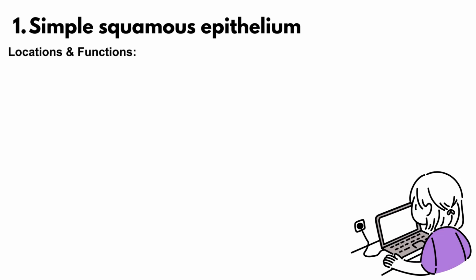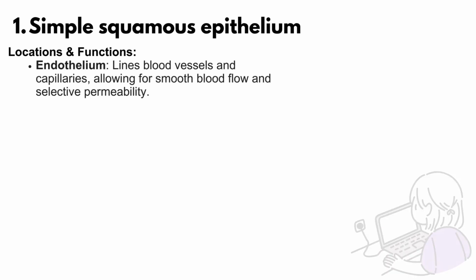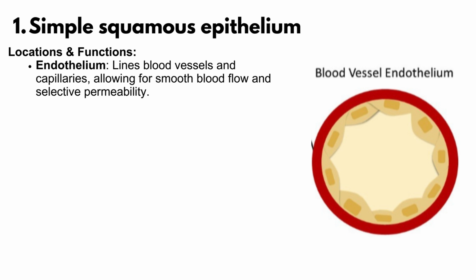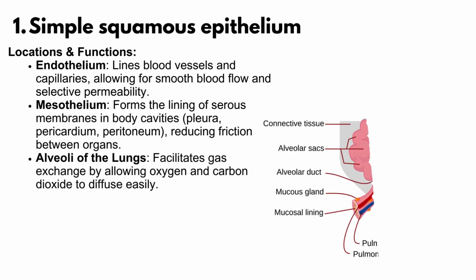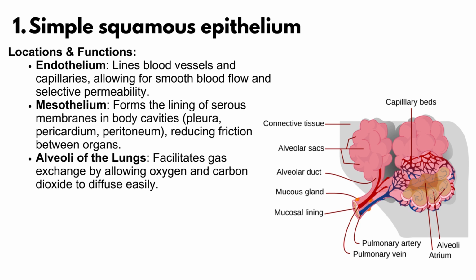Locations and functions of simple squamous epithelium. In the endothelium, it lines blood vessels and capillaries, allowing for smooth blood flow and selective permeability. In the mesothelium, it forms the serous membranes of the pleura, pericardium, and peritoneum, reducing friction between organs. In the alveoli of the lungs, it facilitates gas exchange by allowing oxygen and carbon dioxide to diffuse easily.